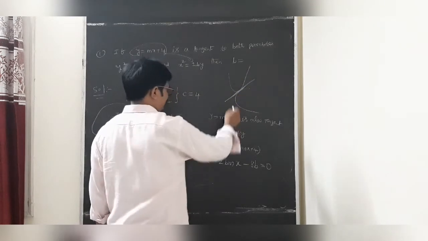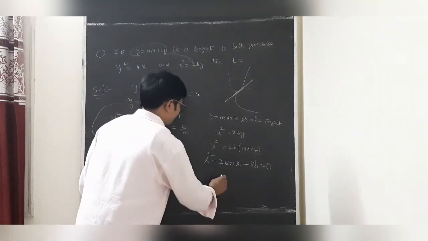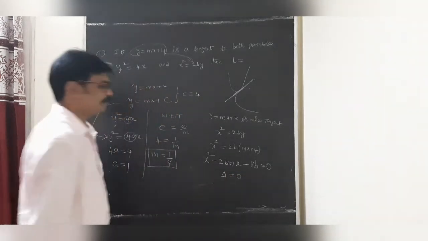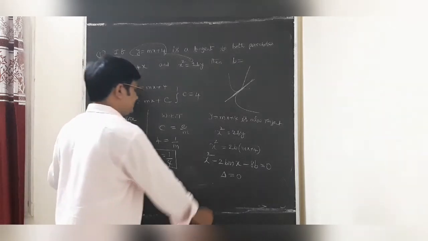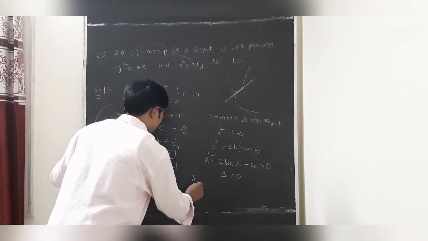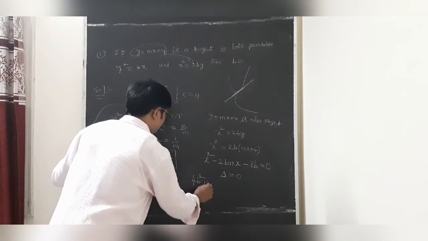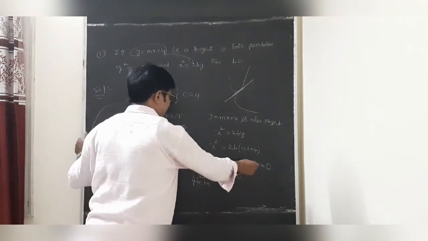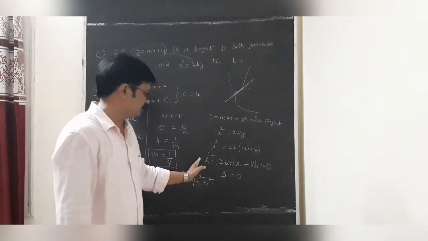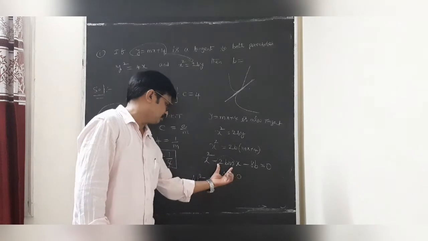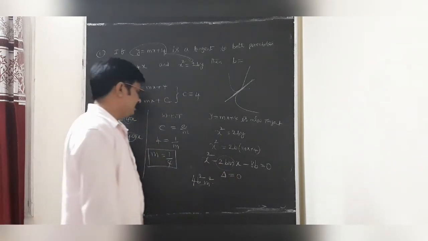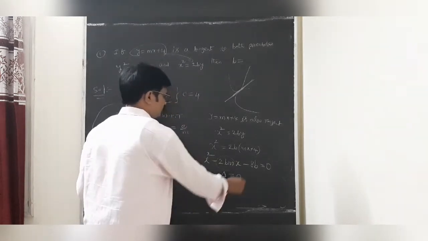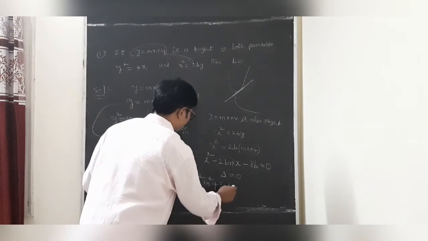Just now we discussed this. For any tangent, the discriminant will be 0. What is the discriminant, students? Discriminant is b square minus 4ac. Here b square is 4b square m square. The x coefficient is b, comparing with ax square plus bx plus c. So b square is 4b square m square minus 4ac, which is minus minus plus 4 times 8b, that is 32b.